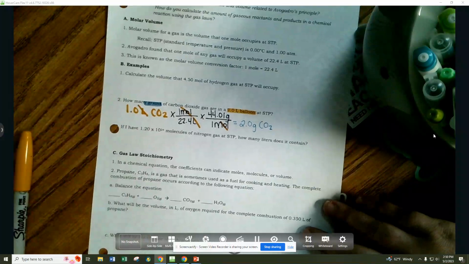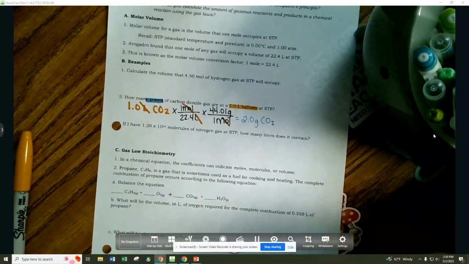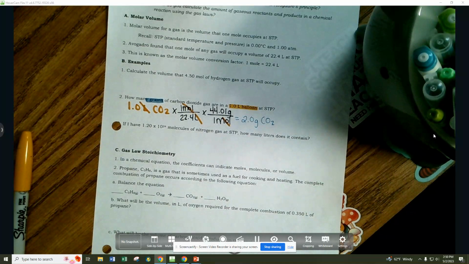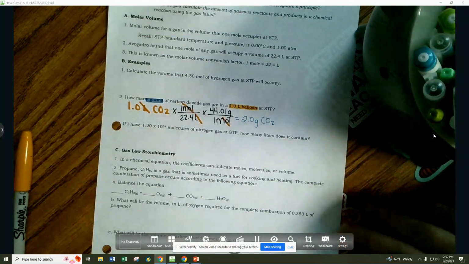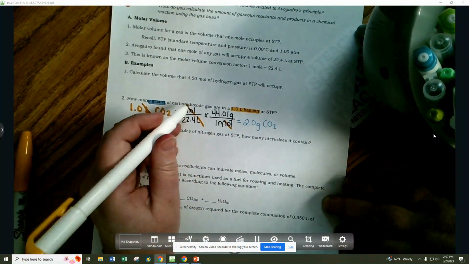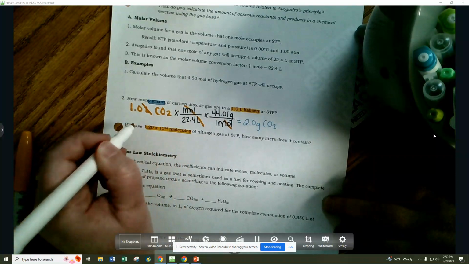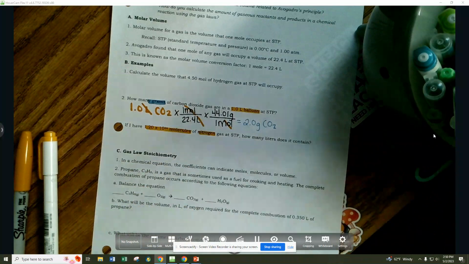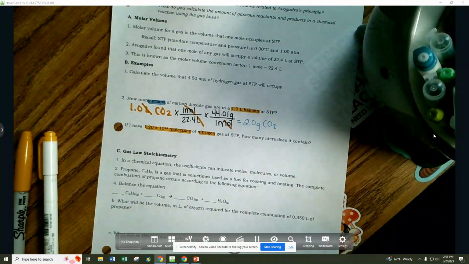All right. So in this next example, we have 1.2 times 10 to the 24th molecules of nitrogen at STP. How many liters does this contain? So when looking at this problem here, you have to recognize that we, again, are given molecules. And more specifically, it's molecules of nitrogen. What it's asking us to find here is liters.